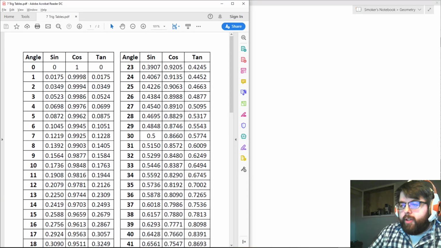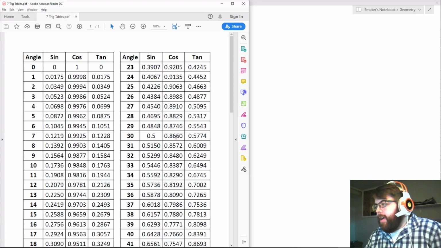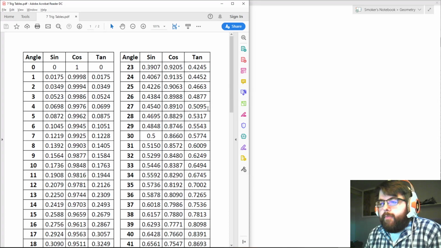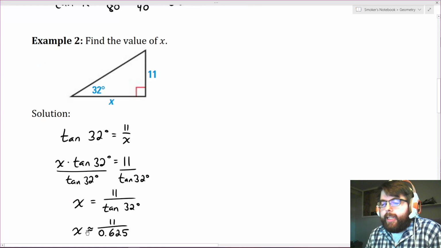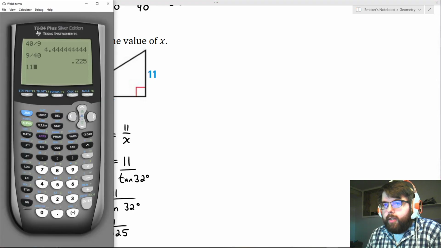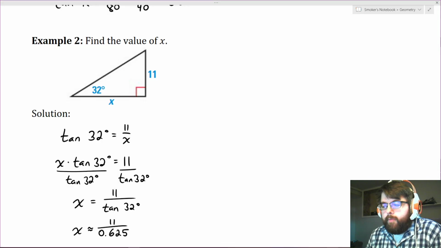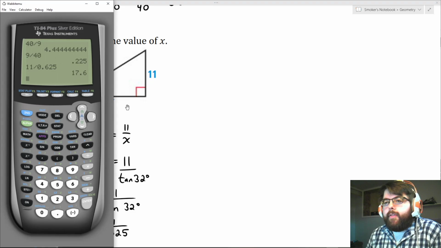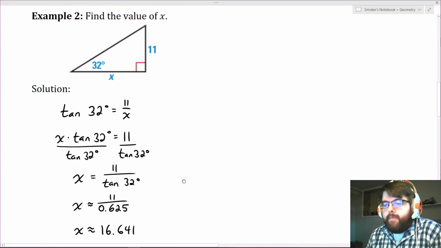So when you're using this sheet, almost every time, 99% of the time, 98% of the time, or maybe a little less than that, you're going to need to change your x from exactly equal to approximately equal to. So I have 11 divided by this decimal value, and I switched that to approximately equal to. And now I'm going to go to my calculator and do this operation. Make sure I have it right before I hit enter. I get 17.6. This is an approximation.